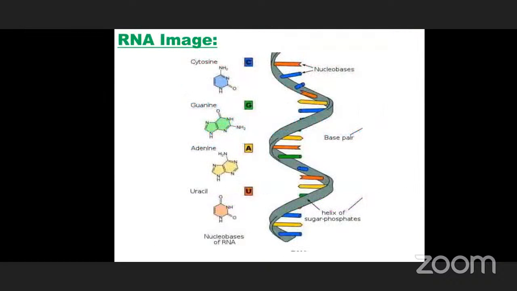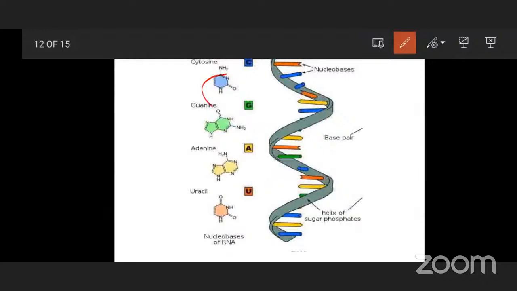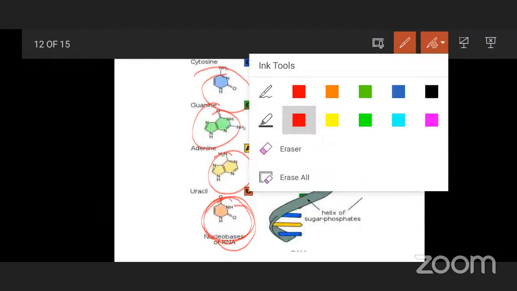This is the structure of RNA. RNA consists of four nitrogen bases. They are cytosine, guanine, adenine, and the last one is uracil. Uracil is present in the case of RNA instead of thymine.